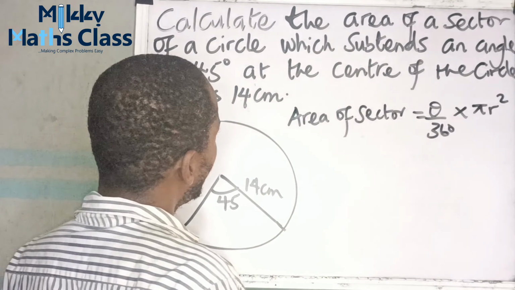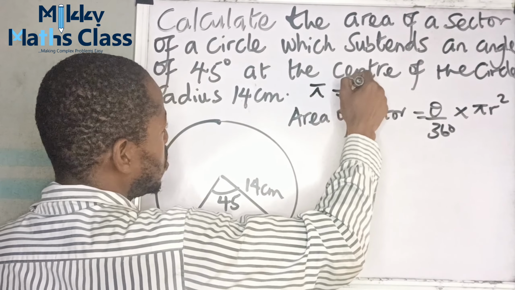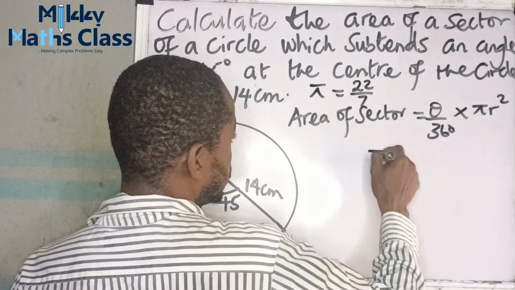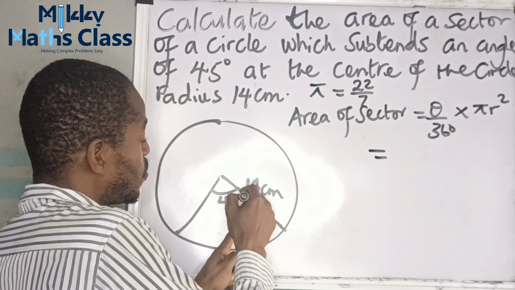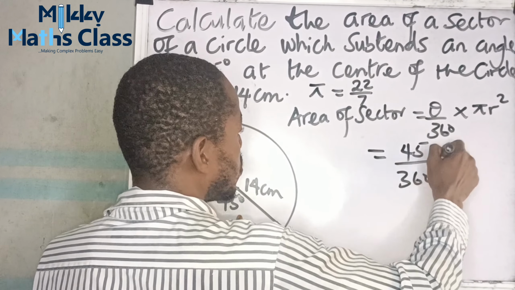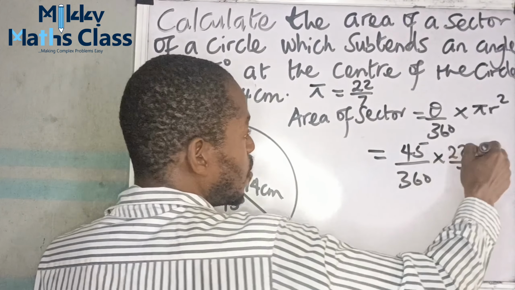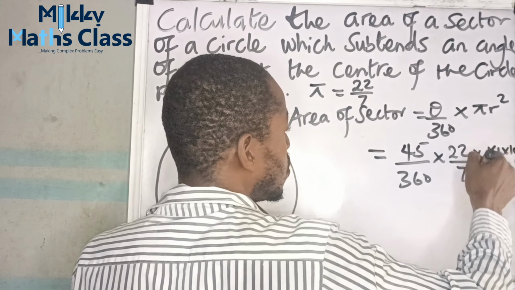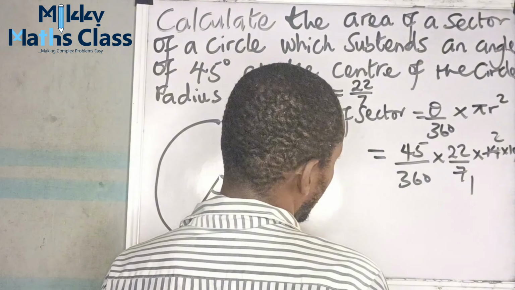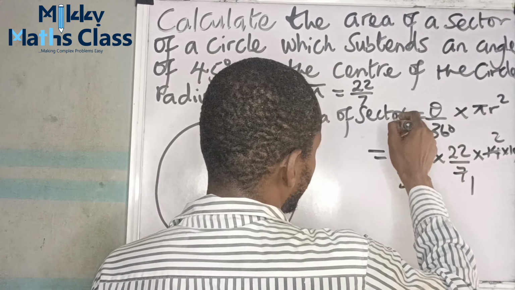From here we are not given pi to be another value, so we can take our pi to be 22 over 7. So our theta, which is the angle subtended at the center, is 45 degrees. So this is 45 over 360 times 22 over 7 times r squared. The radius is 14, 14 times 14. So 7 here 1, 7 here 2. We can still go, we can use 9 here. 9 in 45 is 5.